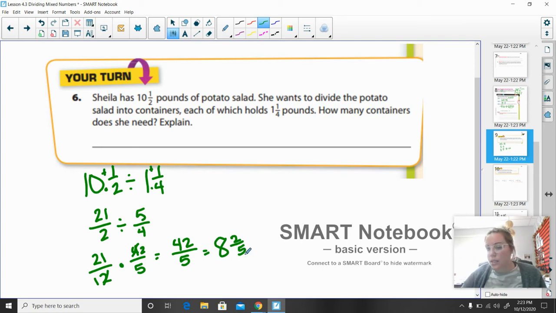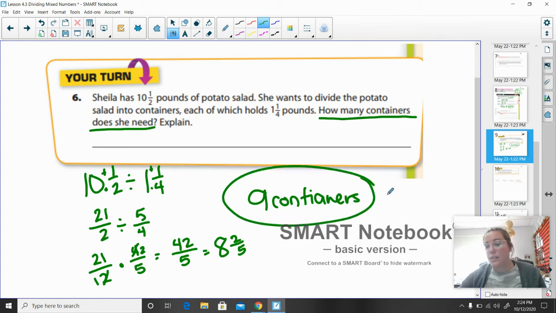So I want you to pause this and think about this question. How many containers would Sheila need for her potato salad? Now, if you said she needs 8 containers, that's actually not right because she has 8 full containers and then 2/5 of a 9th container. So she actually needs 9 containers for her potato salad.